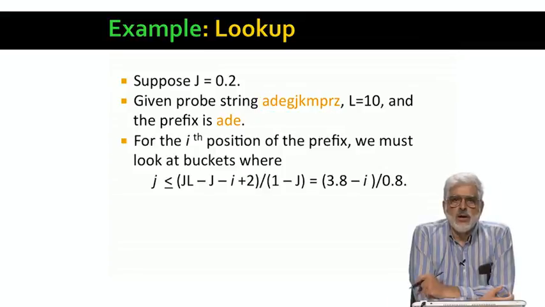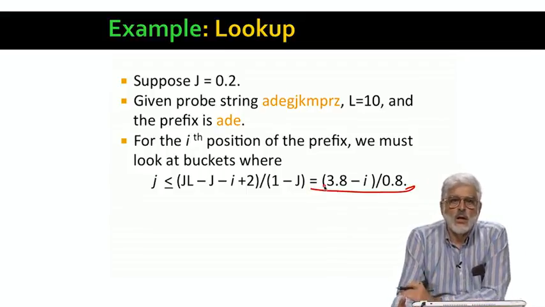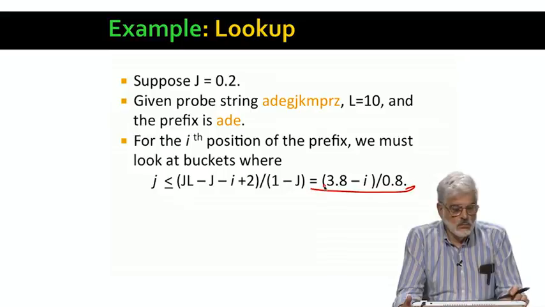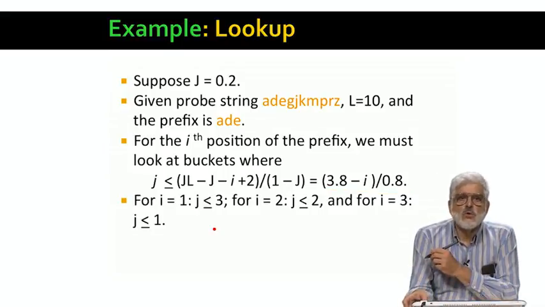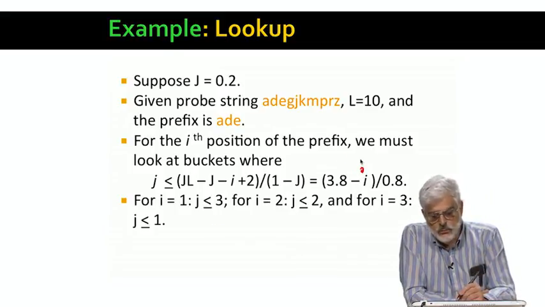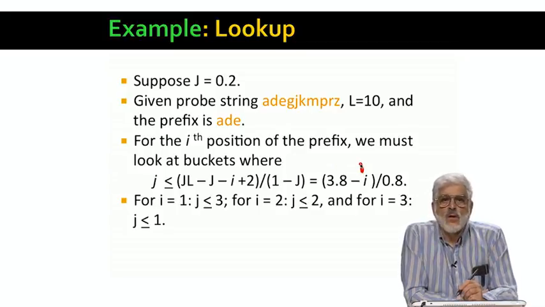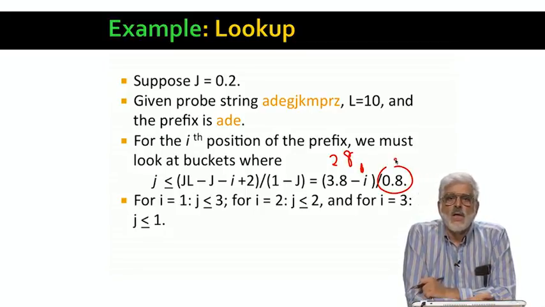Here's the upper bound on J, the positions in the buckets in which we have to look for a given I. Since we know everything but I, we simplify the expression to this. Remember, J has to be an integer, so for I equals 1, we get 3.8 minus 1, or 2.8 divided by 0.8, that's 3.5, so J is equal to or less than 3.